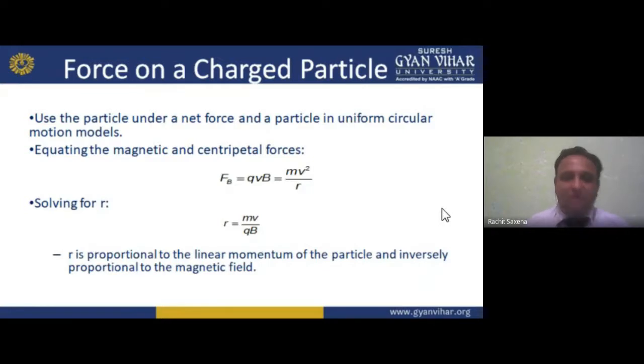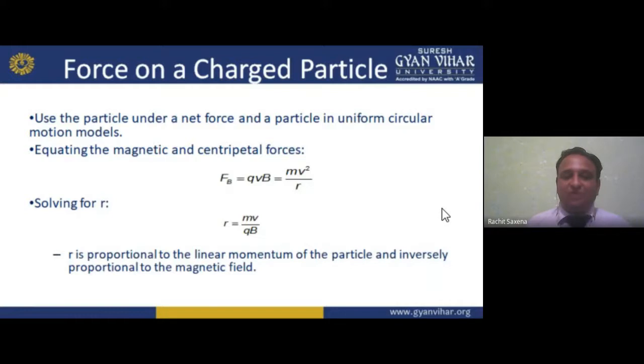We have a circular path, equating the magnetic and centripetal forces. Now, the magnetic force as well as the centripetal force. If I'm talking about this, we have qvB, where B is the magnetic field, q is the charge, and v is the velocity.